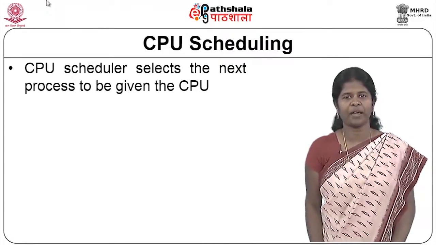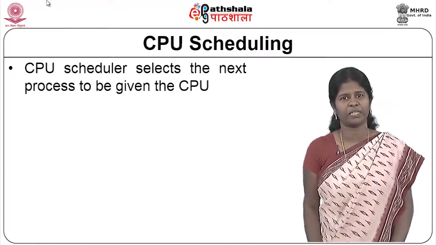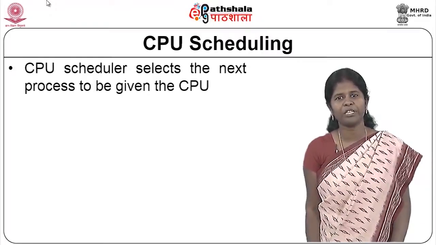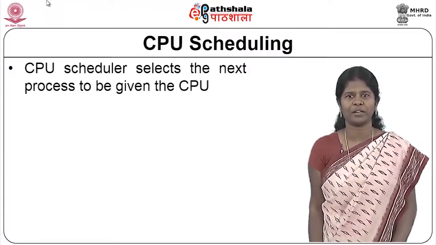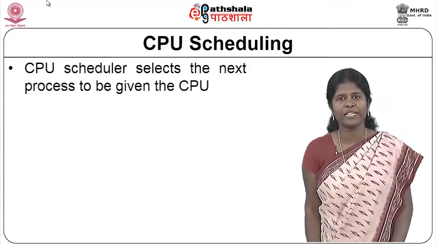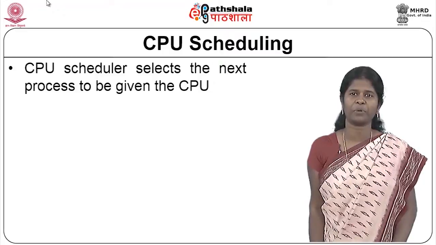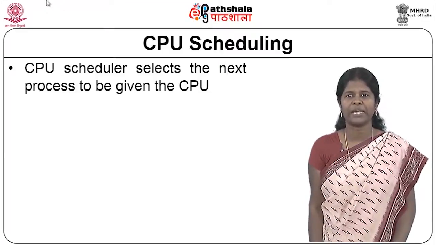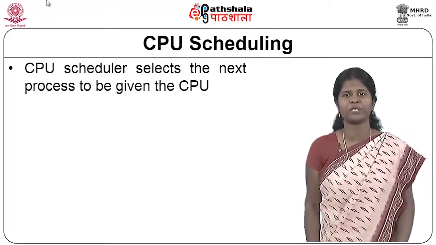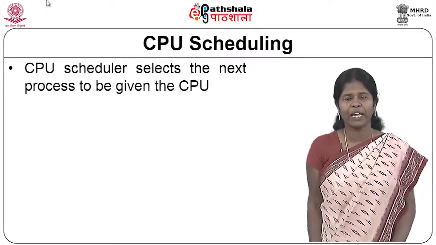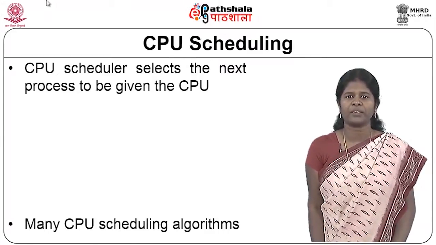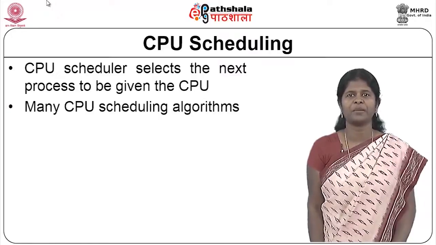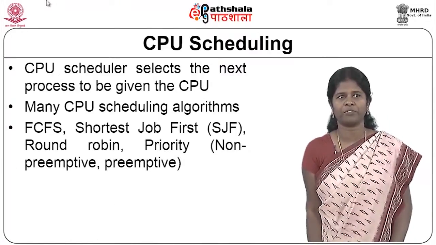So, we have been seeing what CPU scheduling is in the past few classes. CPU scheduling is nothing but having a single processor, and when there are multiple processes waiting to use the CPU, there should be someone who selects one among the different processes that are available and gives that process the CPU. This is done by the CPU scheduler, and we have been learning about many CPU scheduling algorithms in the past few classes.